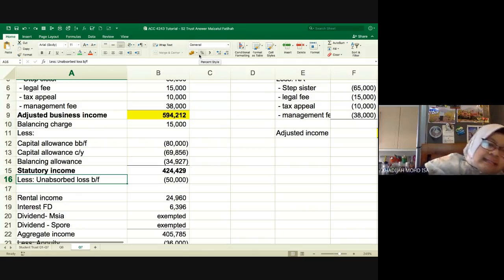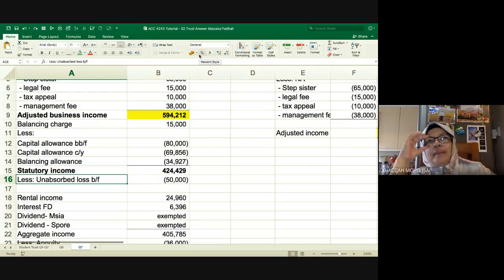Unless in a certain specialized industry, as you will see later, if the company is given exemption on the statutory income, the losses are deducted before statutory income. Because why? The government wants to reduce your exempt income. So that is a different scenario. But under a normal scenario, your unabsorbed loss brought forward is always after your statutory income.